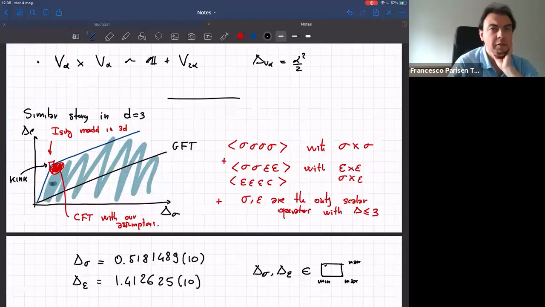Hi, I'm Francesco Parisen from the University of Wolfsburg. I have a question on the kind of assumptions you make. So in principle, you have an infinite set of irrelevant operators, no? But when you write the OPE, you just truncate the sum to some set of operators. So I wonder whether this truncation has an impact, or is it still rigorous?